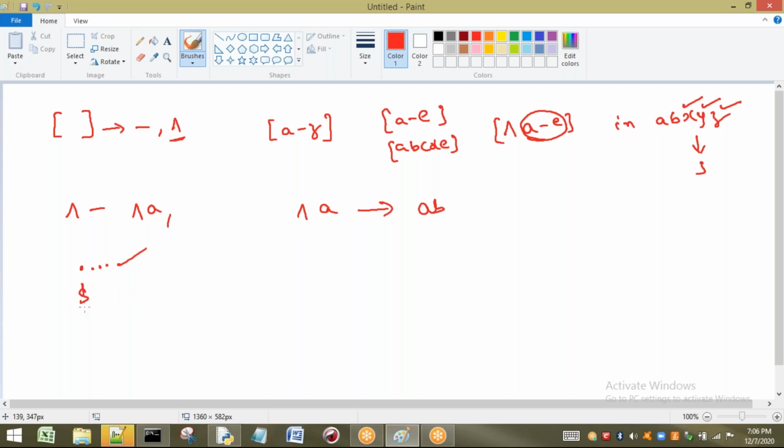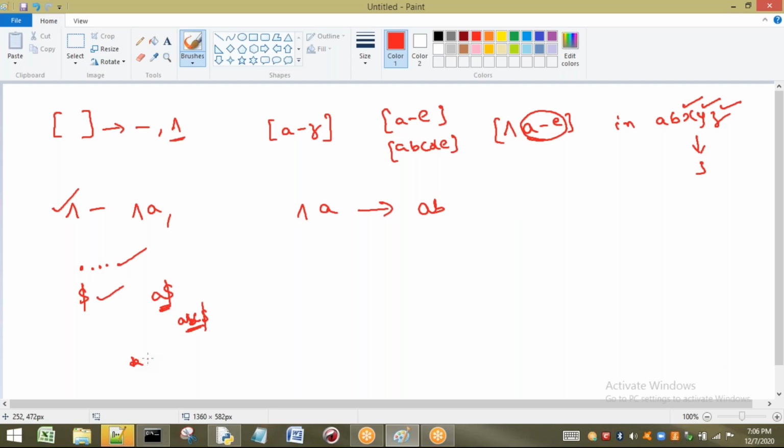Next, the dollar symbol. What is the use of this dollar symbol? As caret indicates the start, it will check the ending, whether the string is going to end with a particular series of characters or not. If I take ABC$, that means it will check whether my string is ending with ABC or not. Here it will check whether my string is ending with A or not.